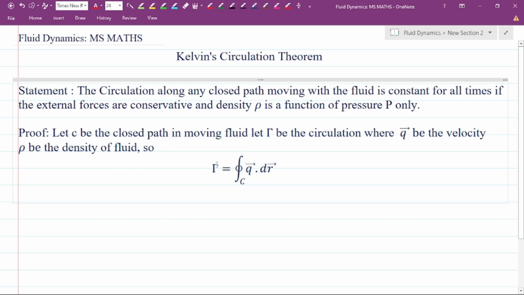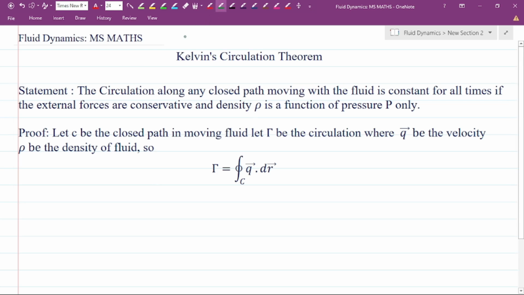Now, I say the circulation is defined in such a way that if I have a length dr and velocity is v, then what is the circulation? Circulation is defined as the integration of the velocity with the change of the length. Okay, so this integration is basically the circulation.